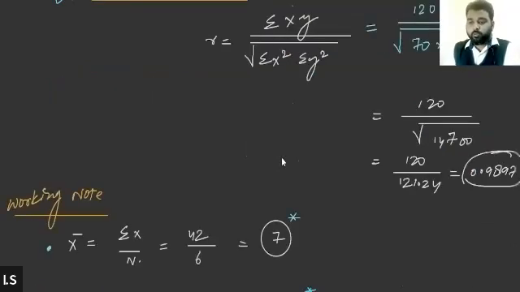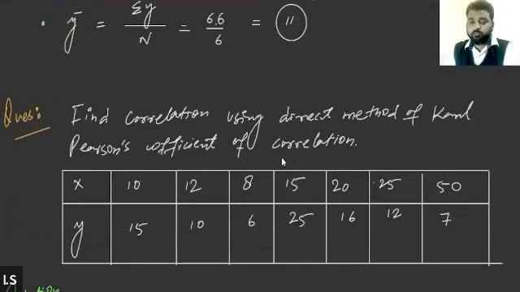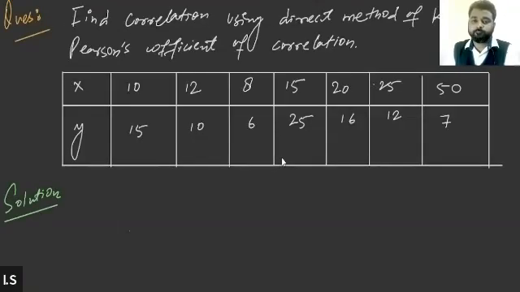Okay, so I'm giving you one question. Just try this now. Then we will move to the next method. Find correlation using the direct method of Karl Pearson coefficient of correlation. Direct method means actual mean method. So we have these values: x is 10, 12, 8, 15, 20, 25, 50. Then y is 15, 10, 6, 25, 16, 12, and 7.